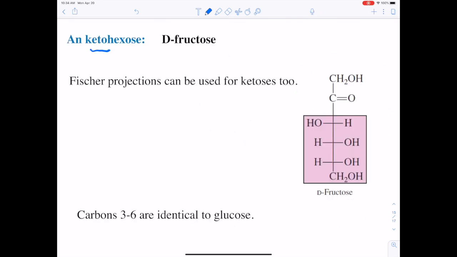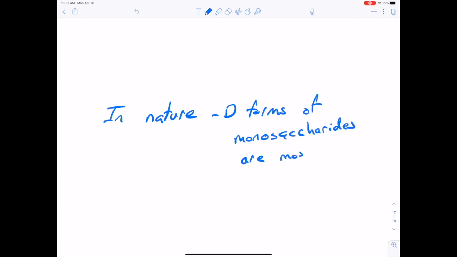You can use Fischer projections for ketoses. D-fructose is a ketohexose. It has a ketone in it. This is carbon 1 up here at the top. The ketone is carbon 2. And we have 3 chiral centers. You're not restricted to aldoses for Fischer projections. I should mention that in nature, D forms are most common.